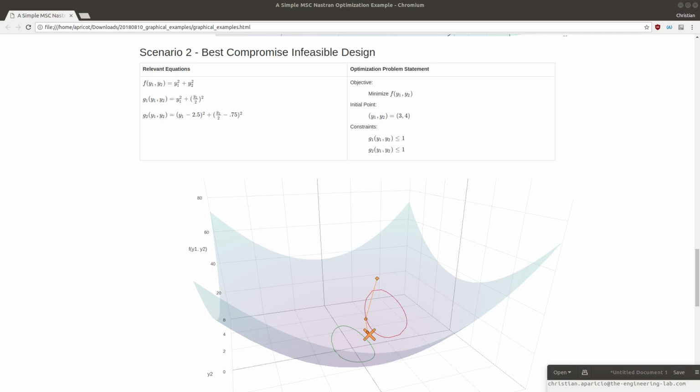In this video, we are going to talk about the best compromise infeasible design.